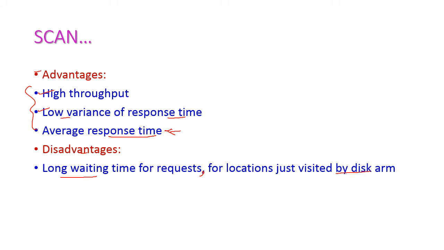For example, the current location is here, and the head will move forward. Suppose this particular request has to wait until the head reaches the end, then it has to come back towards this particular location. Okay, so the long waiting time for requests for locations just visited by the disk arm, this is the drawback.